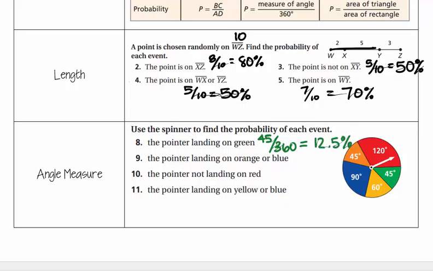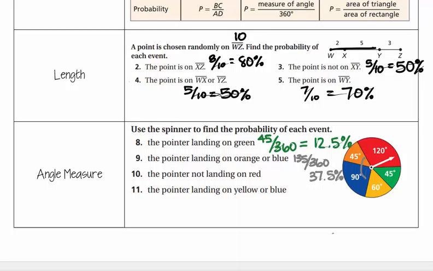The pointer landing on orange or blue, so just like before, we've got to add those up. Orange or blue takes up a total of 45 plus 90 degrees, or 135 out of the 360 total. And then all we've got to do is divide, and we get about 37.5%.